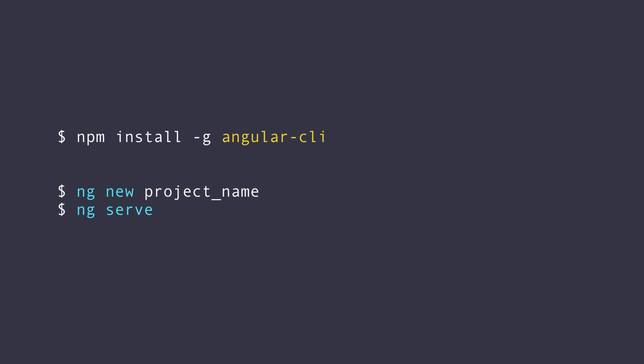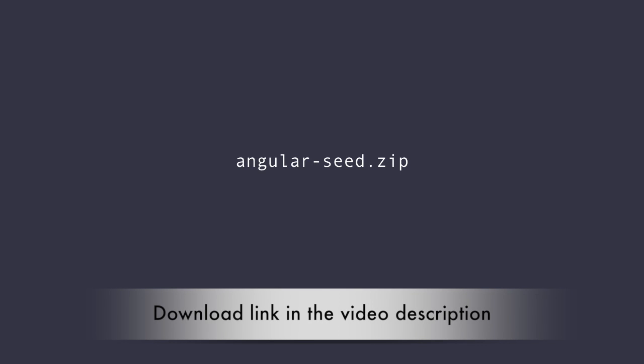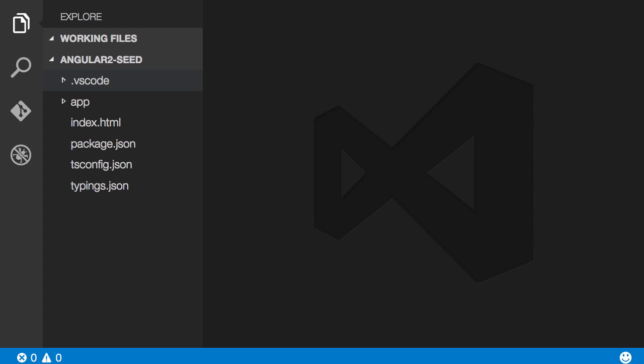The proper way to create an Angular app is to use Angular Command Line Interface, or CLI. But this tool is not ready yet. So for the time being, I've created a seed project that I've put together based on the guidelines on the Angular website. We'll be using this seed project throughout the course. So download the attached zip file and put it somewhere on your machine. Now, let me show you what you will find inside this zip file.